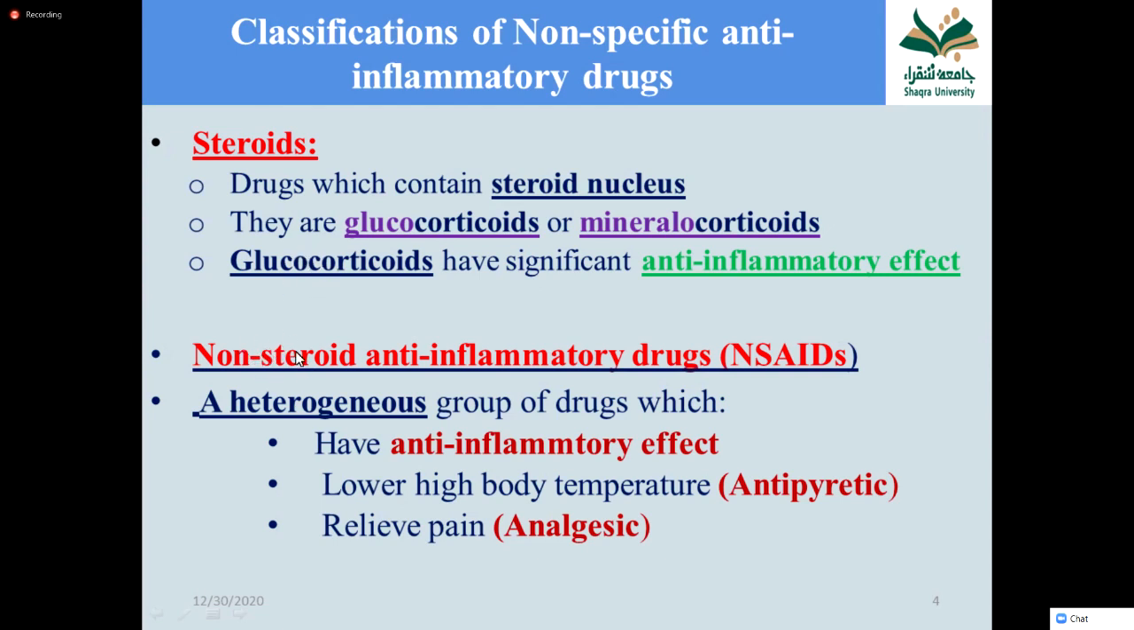Regarding the second class, non-steroidal anti-inflammatory drugs, these consist of various types, so they do not have a single core nucleus. They are a heterogeneous group of drugs. Some may be salicylates, some may be fenamic acid type of drugs. So they have different chemical structures, and we will classify them according to that also. They have a potent anti-inflammatory effect. They have an antipyretic effect, that is, they lower the high body temperature, and they also have analgesic effects.